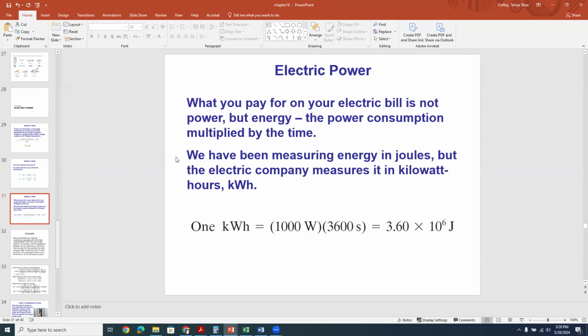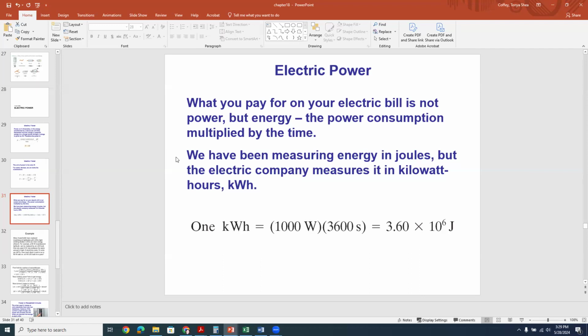Now, one thing that's important to understand is that when you pay your electric bill or your power bill, you're not really paying for power, but net energy, which is the power consumption that you've used times the time for the whole month. So one common unit, instead of saying joules, the joule is actually a really small unit of energy for a household power consumption. And they don't want to freak people out by having their energy usage in millions of joules. So instead, they talk about the kilowatt hour.